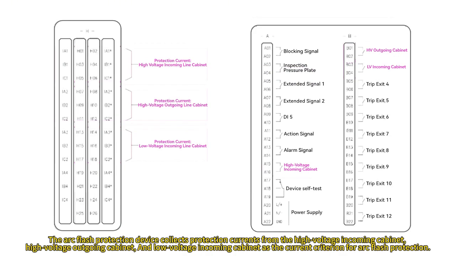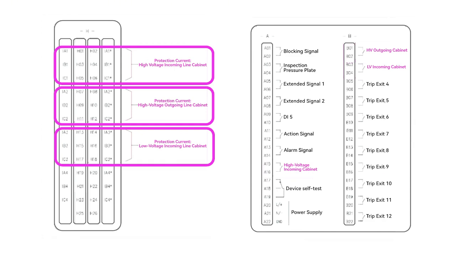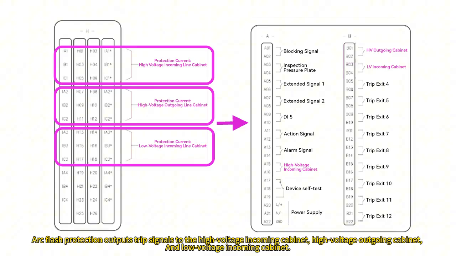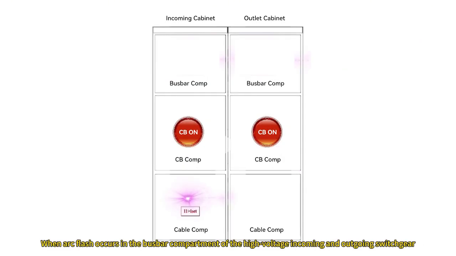The arc flash protection device collects protection currents from the high voltage incoming cabinet, high voltage outgoing cabinet, and low voltage incoming cabinet as the current criterion for arc flash protection. Arc flash protection outputs trip signals to the high voltage incoming cabinet, high voltage outgoing cabinet, and low voltage incoming cabinet.